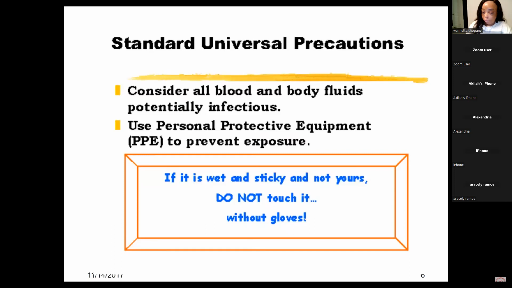Now, when dealing with infection control, we have to look at the standard universal precautions. Number one, we have to consider all blood and body fluids potentially infectious. Always. It doesn't matter who we're drawing or who we're looking at, if it's a family member or the neighbor next door, we have to consider all blood and body fluids potentially infectious. And that means we use personal protective equipment, or PPE, to prevent exposure. Again, it doesn't matter who you're drawing on. You must consider everyone possibly infectious. And of course, the slogan: if it is wet and sticky and it is not yours, do not touch it without gloves.